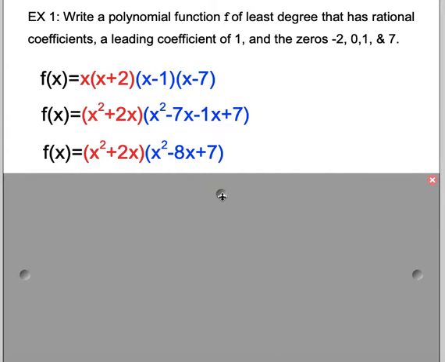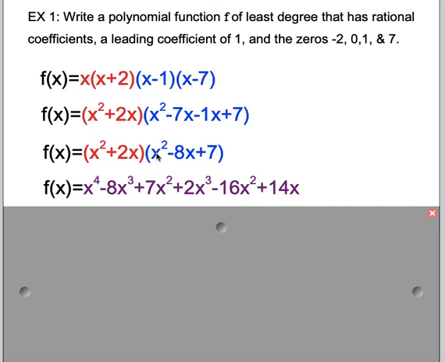So x squared times x squared is x to the 4th. X squared times -8x is -8x cubed. X squared times 7 is 7x squared. Now I repeat the process with a 2x. 2x times x squared is 2x cubed. 2x times -8x is -16x squared. And 2x times 7 is 14x.